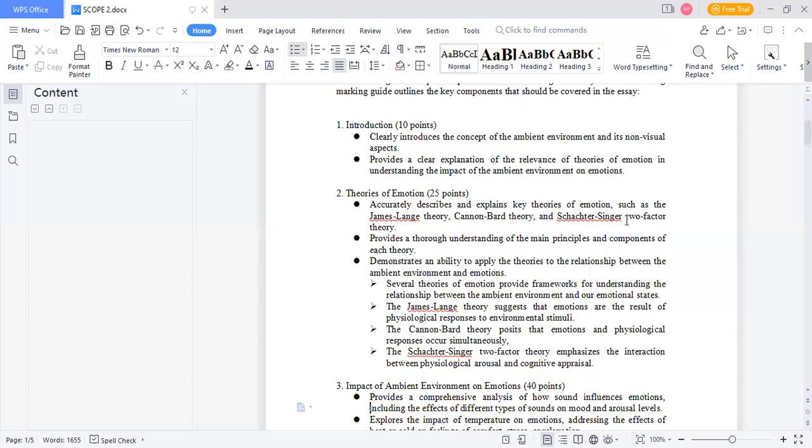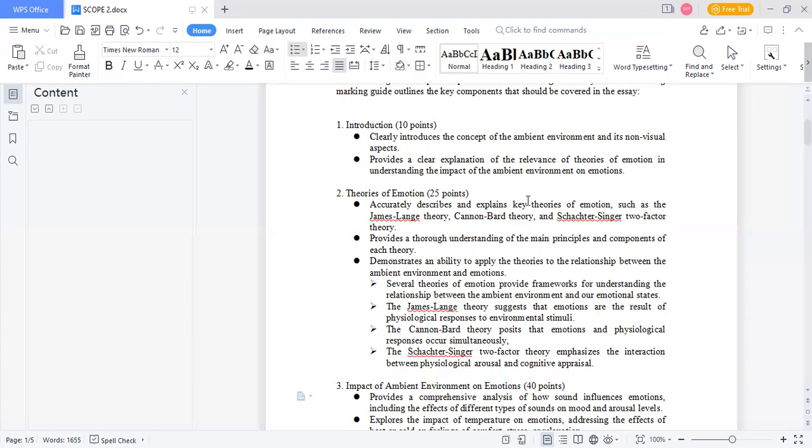There are also theories of emotions that were written in reference to environmental psychology, such as the James and Lange theory, and also provide a thorough understanding of the main principles or components of each theory as well. Apologies for that. So accurately, some of these theories are the James-Lange theory, the Cannon-Bard theory. Forgive me for the pronunciation, but I'm trying my best.